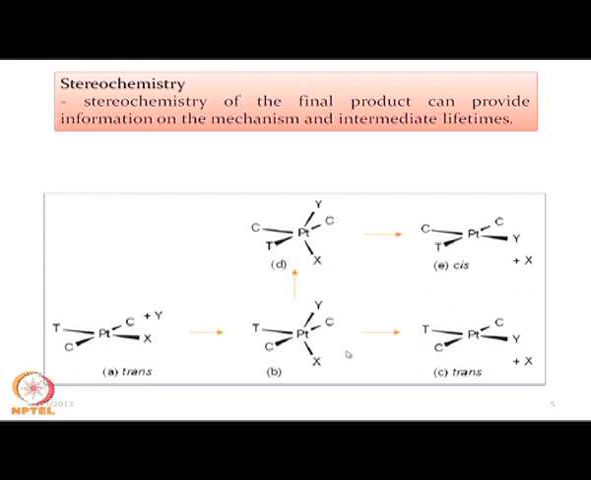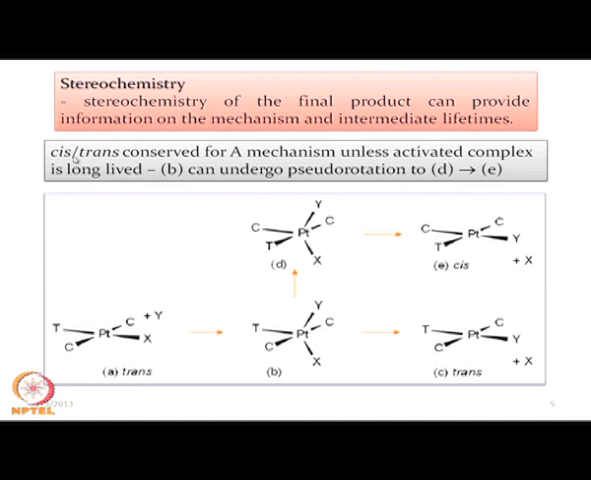because already for this change, we already moved these two groups to the 180 degree position, then to the 90 degree position for the cis geometry. So, these two are the possibilities depending upon the stability of the intermediate. So, cis and trans geometry can be conserved for a mechanism. So, if both cis and trans geometry are conserved, that means if it is trans to trans conservation, that means associative mechanism, unless the activated complex is long lived.